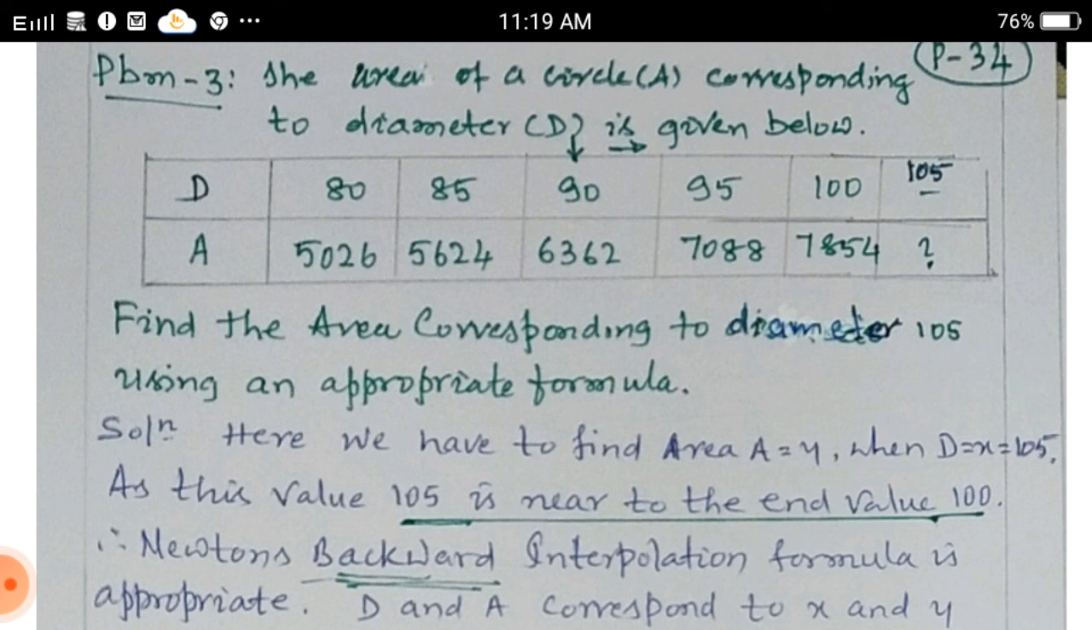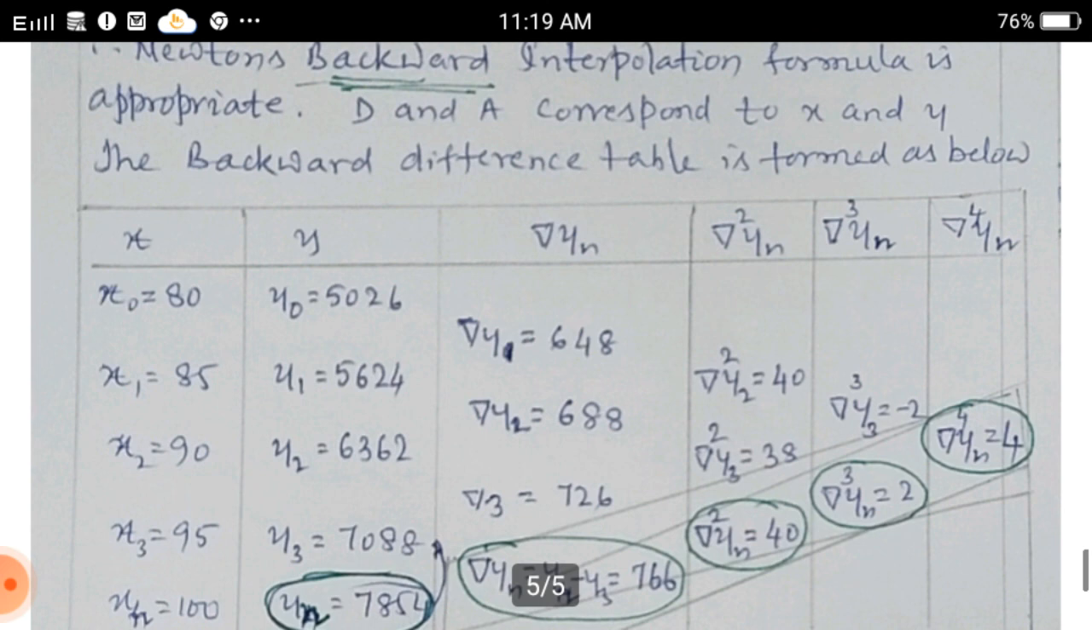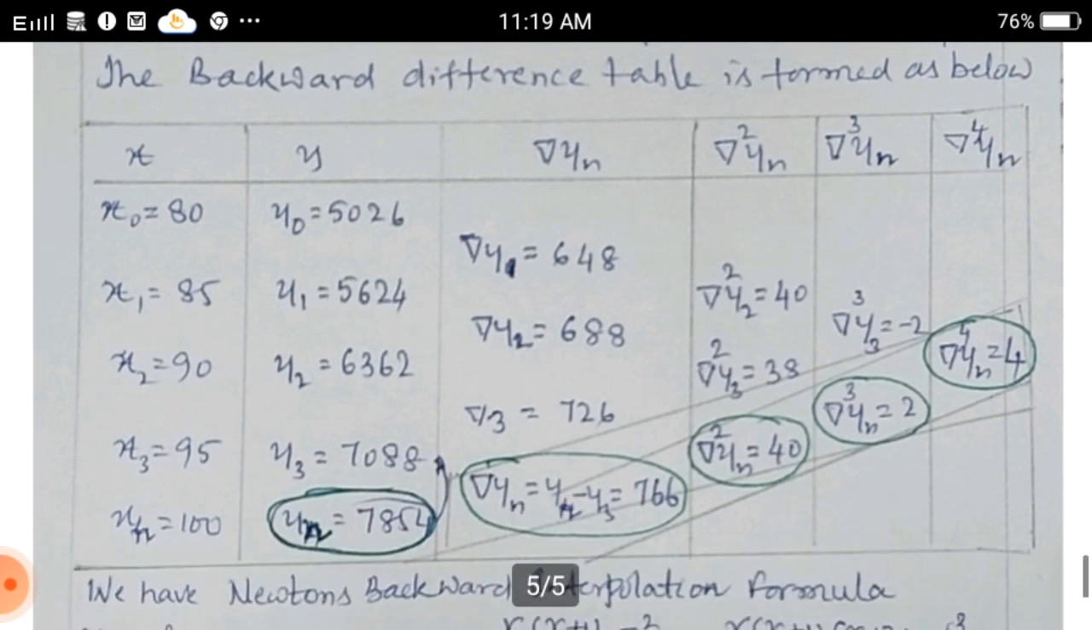D is equal to x, A is equal to y. Remember that. So the values of x: x0 is equal to 80, x1 is equal to 85, x2 is equal to 90, x3 is equal to 95 and xn is equal to 100. The last value.